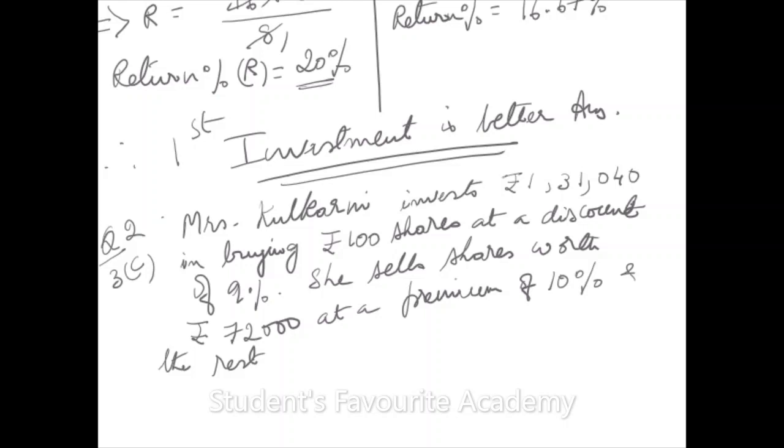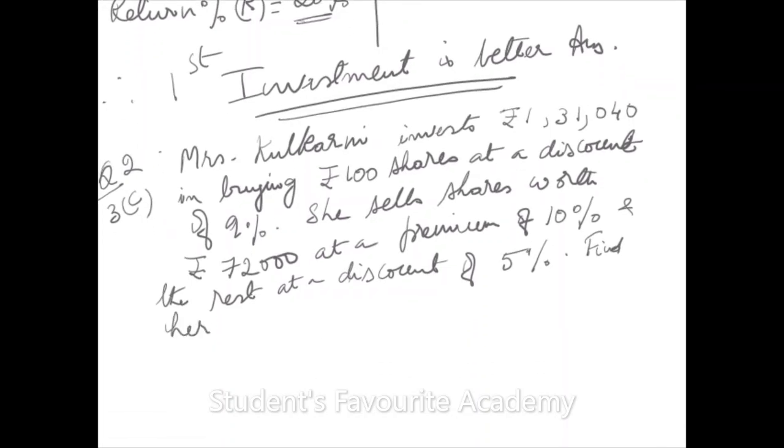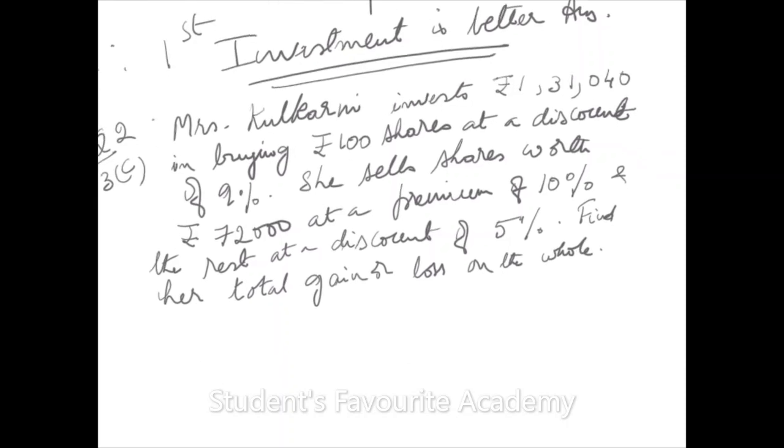So she sells shares worth rupees 72,000 at a premium of 10%, and the rest at a discount of 5%. Find her total gain or loss on the whole. Okay, so let us solve this question.